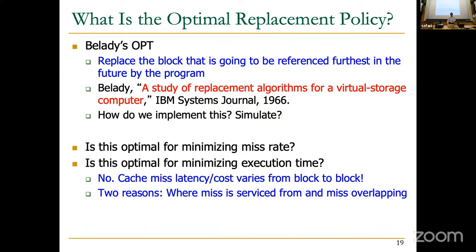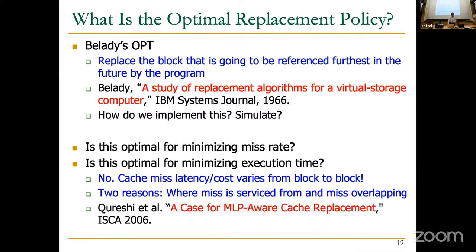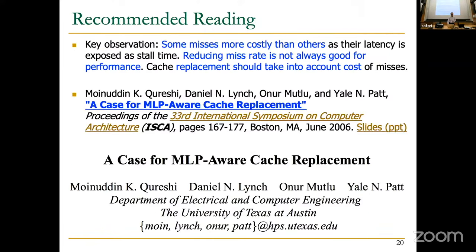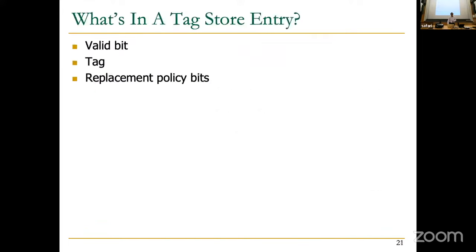Okay. So basically, this is one reason: where the miss is serviced from, local or remote, which cache hierarchy level. And then we're going to see an example of miss overlapping, which is an interesting thing, which is going to segue us to the next lecture as well. Okay, and then I'm going to talk about this paper because this paper actually introduced some of these ideas. Okay, so I'm going to get back to this.